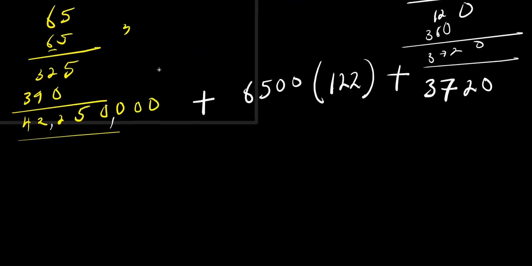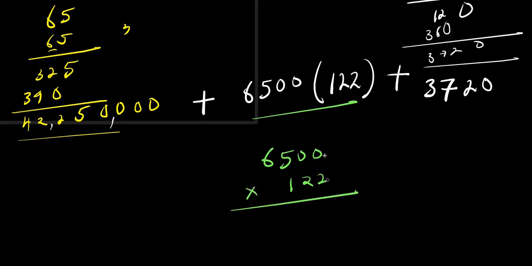Now, the next step will be for us to multiply this out. You have 6,500 times 122. So let's multiply this out. 2 times 0, 0; 2 times 0 again, 0; 2 times 5, 10, 0 carry over 1; 2 times 6, 12 plus 1, 13.